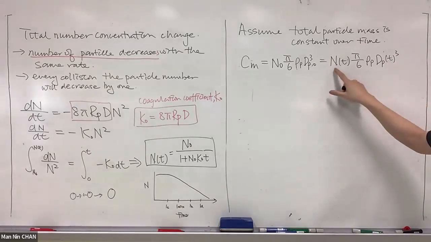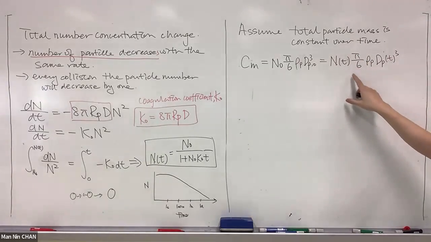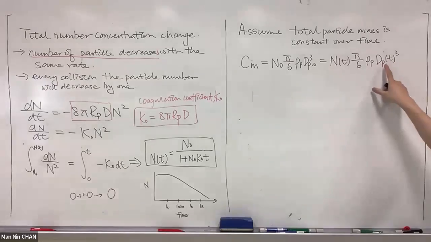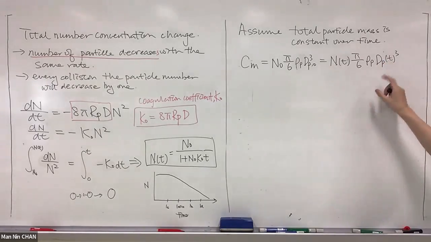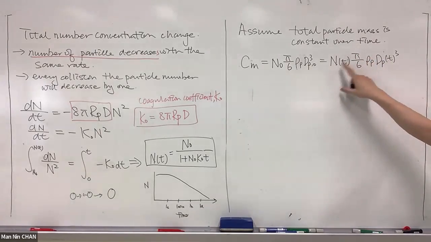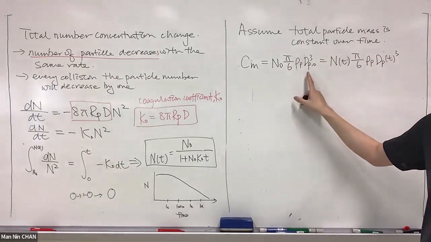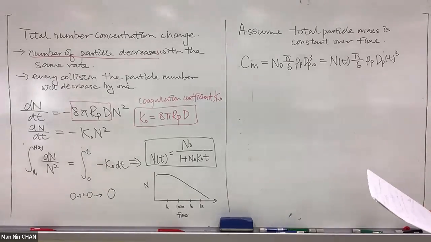Okay. So if you also do the same thing, this is the number concentration at a given time, and this is the size of the particle at a given time. So all particles are the same size. And then you have the density, right? So if you multiply these two terms, they will have the same mass, because I assume the mass is constant.